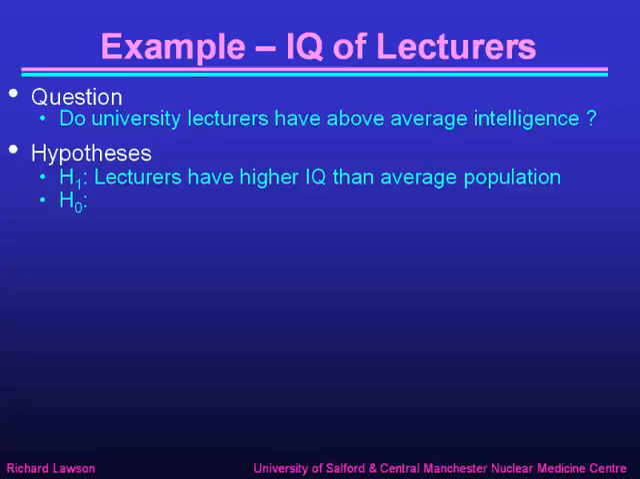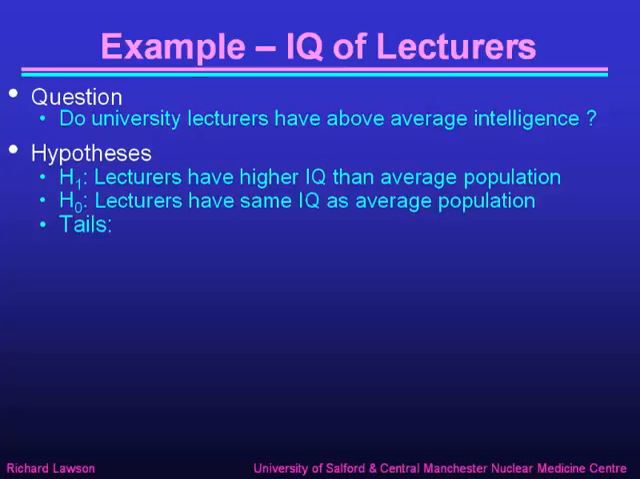So let's take an example. What about the intelligence of lecturers? The question which we pose is, do university lecturers have above average intelligence? Well, the experimental hypothesis might be that lecturers have a higher IQ than the average population. So what is the null hypothesis going to be? Well, clearly it has to be that lecturers have the same IQ as the average population.